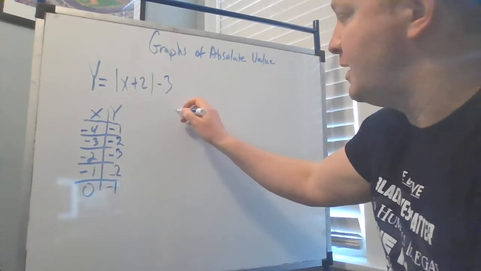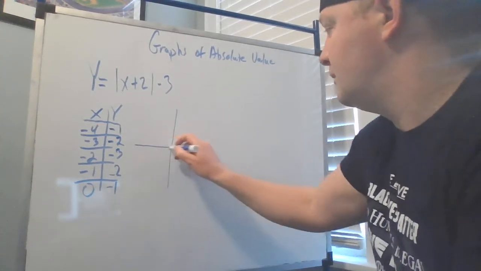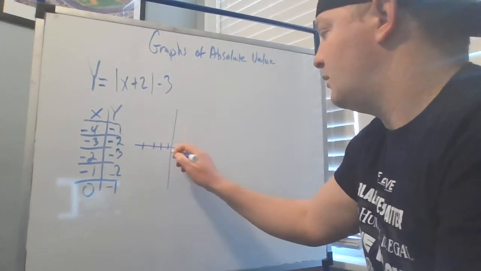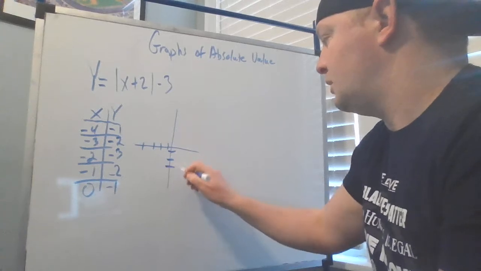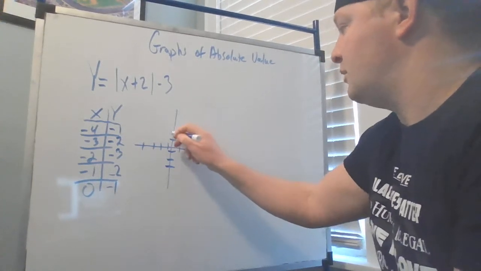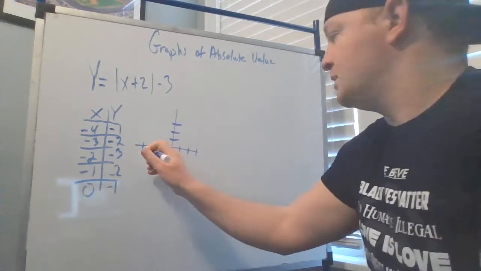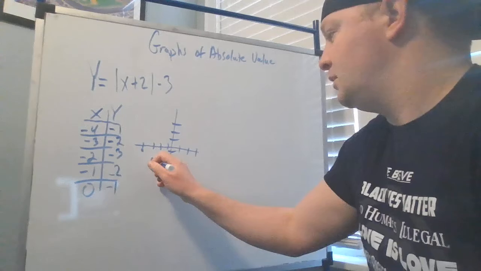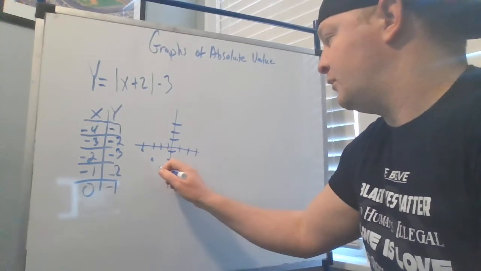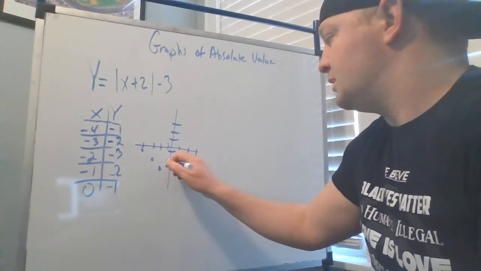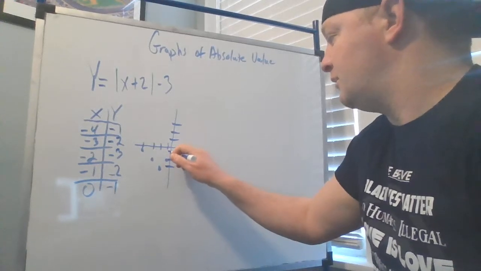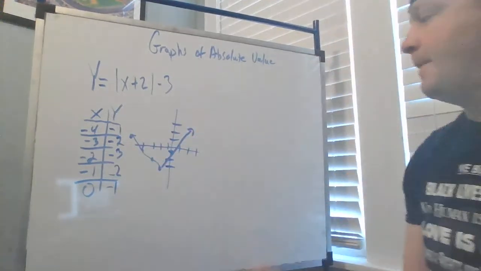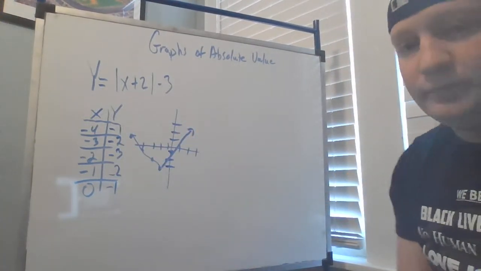Let's see to make sure I got my desired shape. 1, 2, 3, 4. 1, 2, 3, 1, 2. Doesn't matter because you already know it's symmetric over here. -4 is at -1. Okay. -3 is at -2. And -2 is at -3. -1 is at -2. And 0 is at -1. That's all you got to do. See how that works? Now I want to do one more.